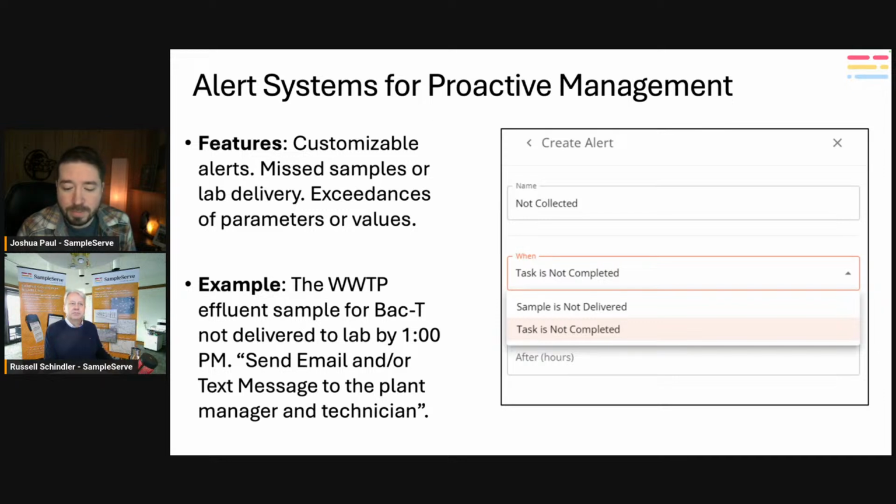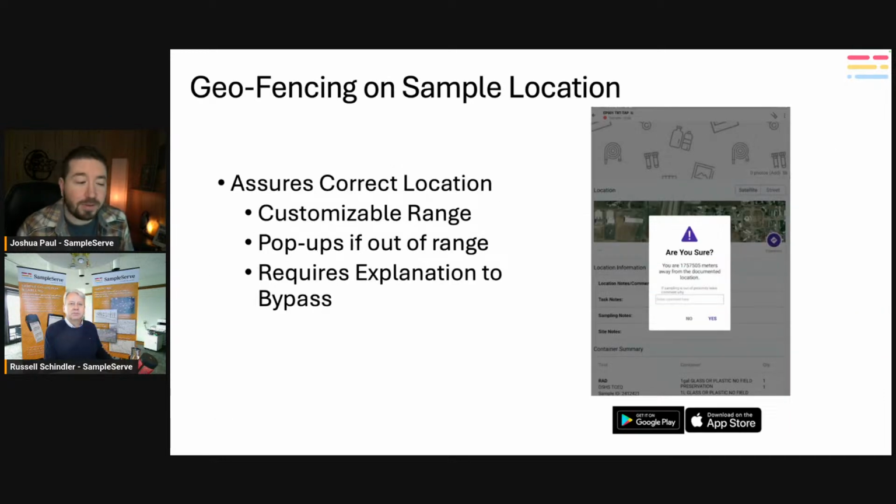Oh, for sure. And another option that we have, which is great for field techs in the field, is a geofencing feature on the Field app. Essentially you can mark a certain distance from a sample location, and if you're further than that distance, it'll tell you, hey, you are so many meters away from the documented location. Please leave a message why you're collecting a sample this far away from the location.